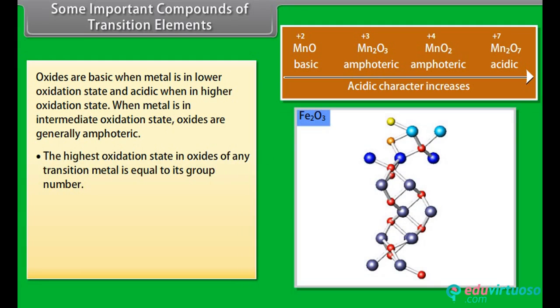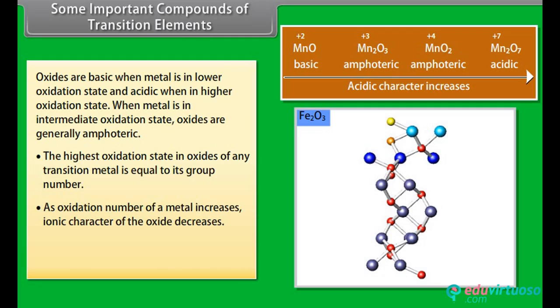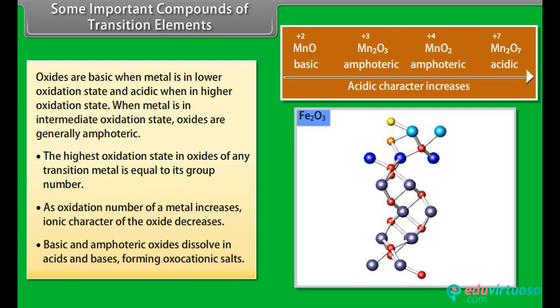The highest oxidation state in oxides of any transition metal is equal to its group number. As oxidation number of a metal increases, the ionic character of the oxide decreases. Basic and amphoteric oxides dissolve in acids and bases, forming oxocationic salts.